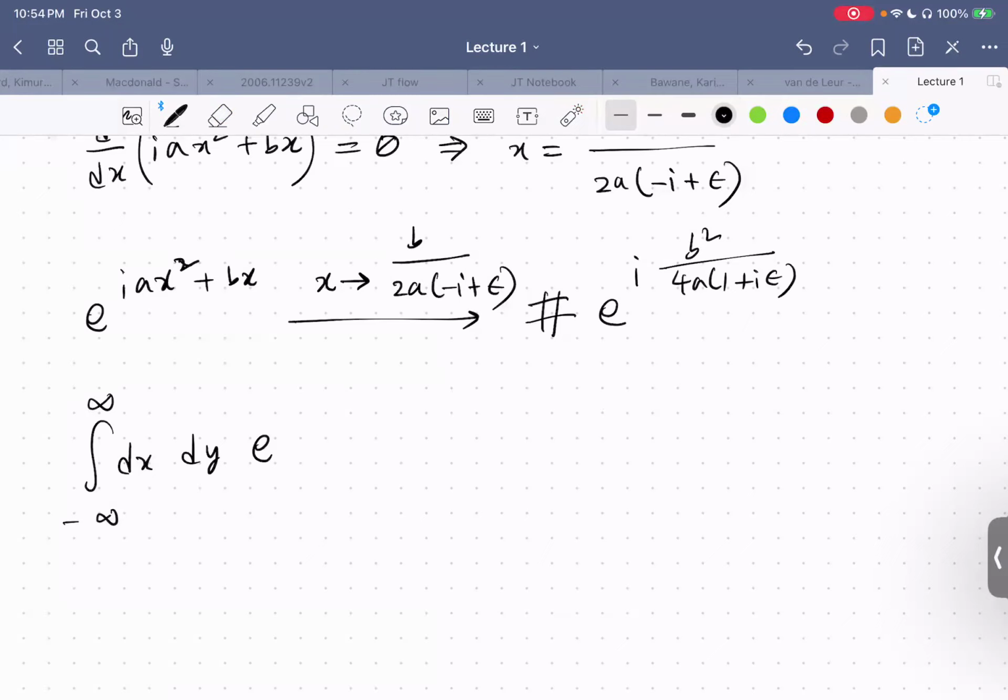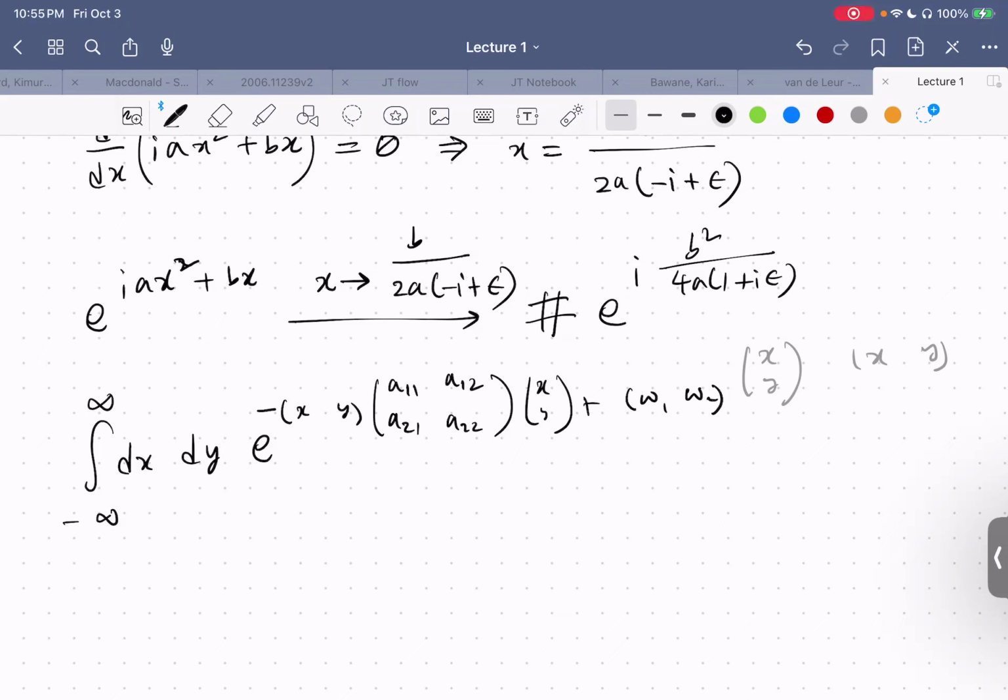So let me say that, let's see. I'm writing x, y as a column vector. And so this is a row vector. So this is x, y, and then here you have some matrix A. Let me write down the components, A11, A12, and the column vector, plus some linear term. We'll put a minus sign. Omega 1 and omega 2 are just some numbers.